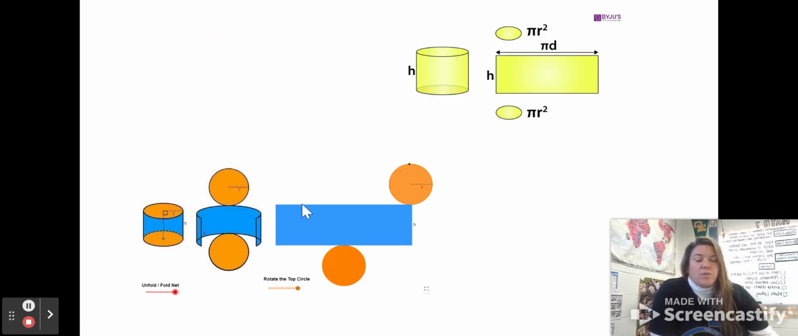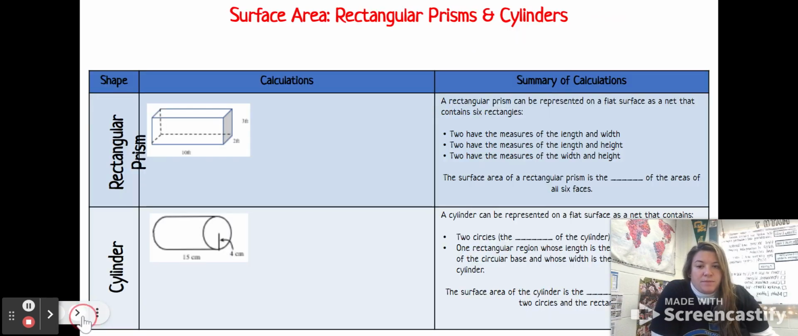For the cylinder, when we cut open a cylinder, this is what the net looks like. It's a rectangle in the middle and two circles for the top and the bottom. So we're going to find the area of those three parts and add them up: the area of the circle, the area of the rectangle, and the area of the other circle.